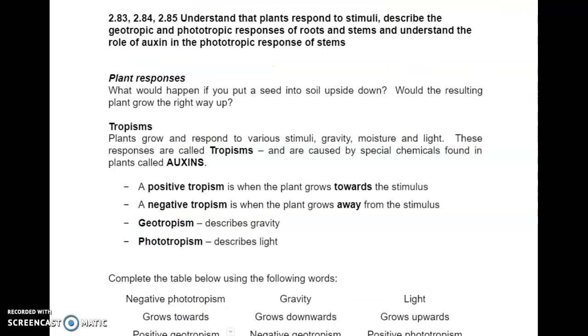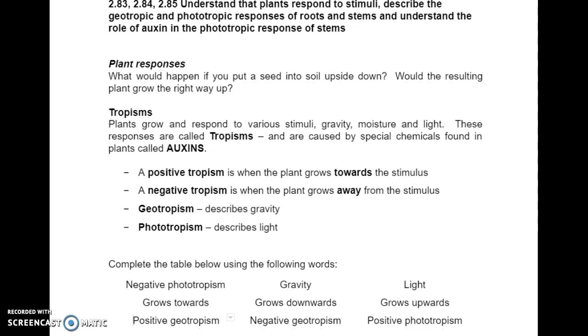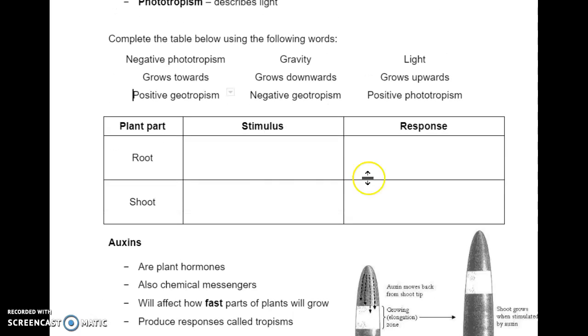So within that document, what I want you to do is read through that first part. Then within here, you need to say, what is the stimulus for the root? So what is the stimulus? Remember that from the human biology one, a stimulus is something that you can detect. So obviously it's just going to be one of these two at the top. So the root, what does the root detect? What does the shoot detect? What is the response? So what happens to the root? What happens to the shoot?